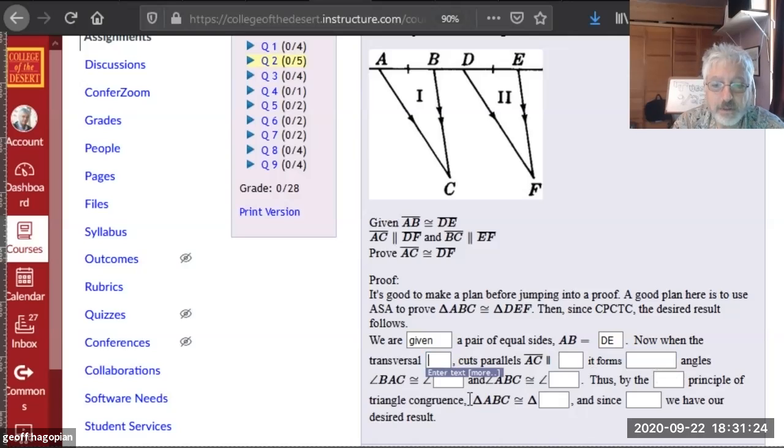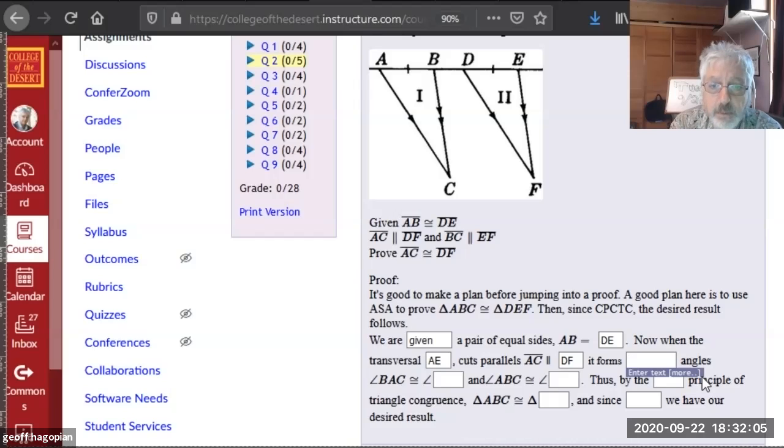So now in transversal, how do we want to describe that? There's only one transversal here, right? Which you could describe in a lot of different ways, right? We could say it's AE, right? This is the line that cuts across all the parallel lines. So when it cuts parallels AC parallel to DF, it forms corresponding angles. So which are these: alternate interior, corresponding, alternate exterior, also congruent.